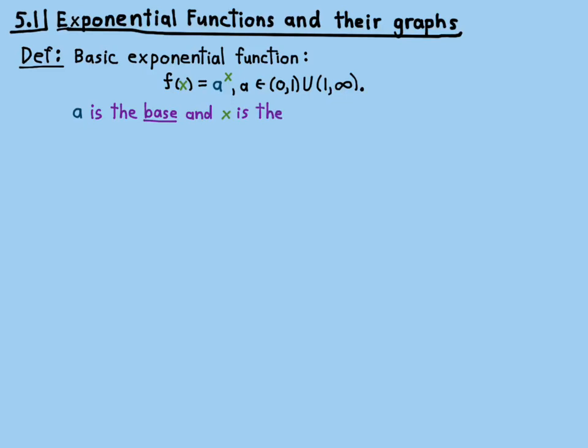A is called the base and x is called the exponent, hence the name exponential function. So remember, a power function has a variable in the base and a constant in the exponent. An exponential function has a constant in the base and a variable in the exponent. So the variable in the exponent is the important thing. There are other things like x to the x, which is neither an exponential function nor a power function.